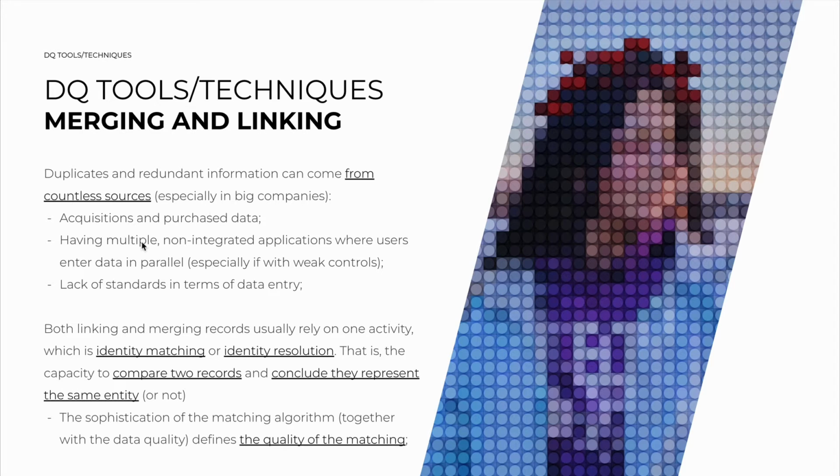Then, having multiple non-integrated applications where users enter data in parallel, especially if there are weak controls in terms of the information quality. For example, you have 5 different sales and marketing teams all using different interfaces, but working on the same clients. And many of these interfaces don't even allow you to search for an existing customer before introducing data. In that case, you're guaranteed to have duplicates of some sort.